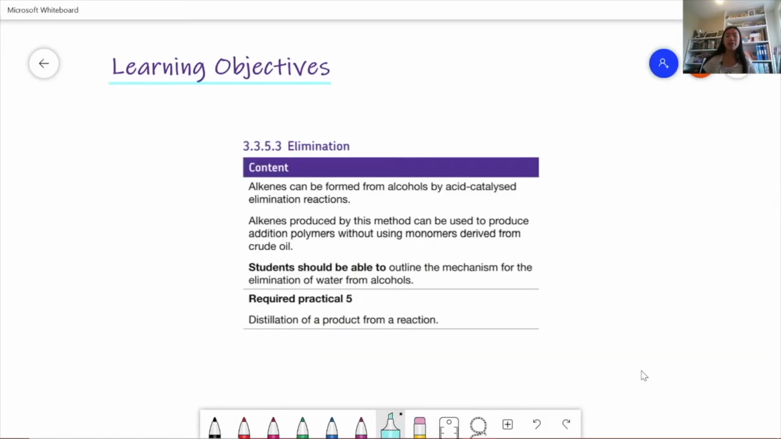Today we're going to be looking at elimination, so here are our learning objectives. The first is to know that alkenes can be formed from alcohols by acid-catalyzed elimination reactions, and then also that alkenes produced by this method can be used to produce addition polymers without using monomers derived from crude oil. And so by the end we should be able to outline the mechanism for the elimination of water from alcohols. We're then going to look at a required practical, which is the distillation of a product from a reaction.